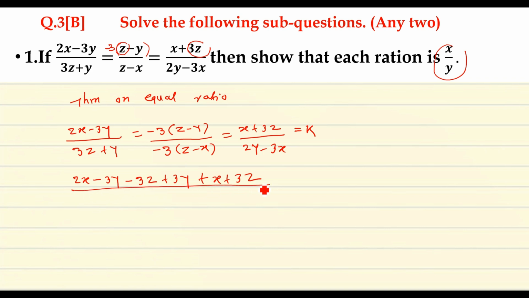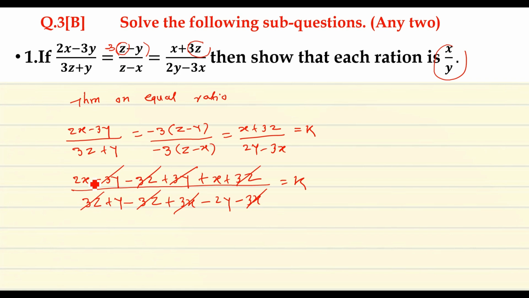That is the consideration of numerator. Similarly in the denominator, 3z plus y. If you multiply by minus sign, this is minus 3z plus 3x minus 2y plus 3x is equal to k. Now minus 3z plus 3z cancel, plus 3y minus 3y cancel. Here again minus 3x plus 3x cancel. Then here again 3z and plus 3z cancel.